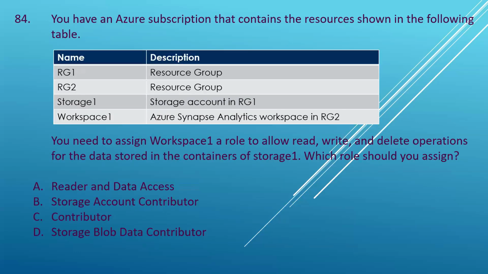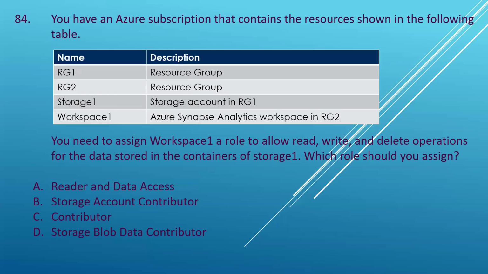You have an Azure subscription that contains the resources shown in the following table. Now you have 4 resources, of which 2 are resource groups. One is with the name of RG1 and the other one is RG2. Then you have storage 1, which is obviously a storage account hosted in RG1. And then you have workspace 1, which is an Azure Synapse Analytics workspace and is hosted in resource group 2.